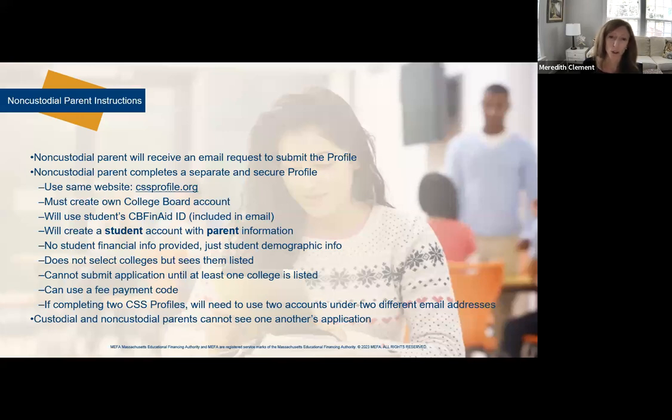If I am completing 2 CSS profiles as the non-custodial parent, I will need 2 College Board accounts using 2 different email addresses. So that's a little bit confusing. But if I'm a non-custodial parent, I have twins applying to college. They're both applying to colleges that require a CSS profile and a non-custodial CSS profile. I've got to use 2 different email addresses, create 2 College Board accounts to create 2 different profiles. And just as a reassurance, the custodial and the non-custodial parents don't see each other's information.